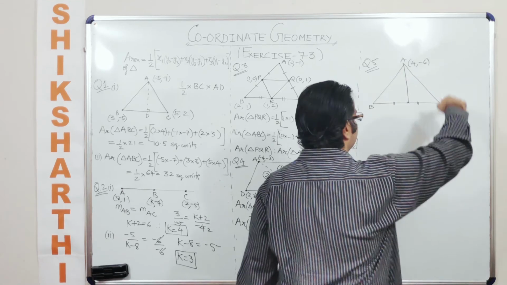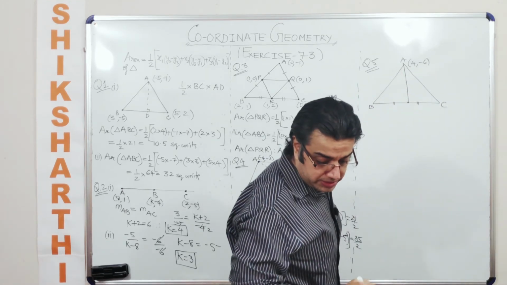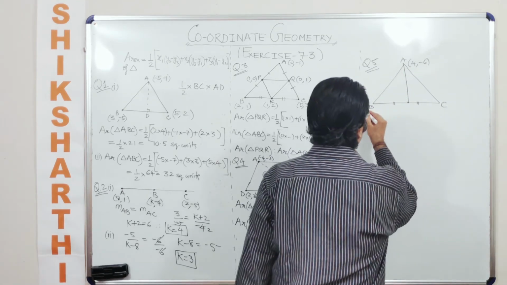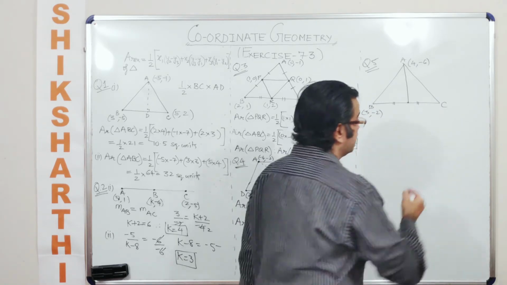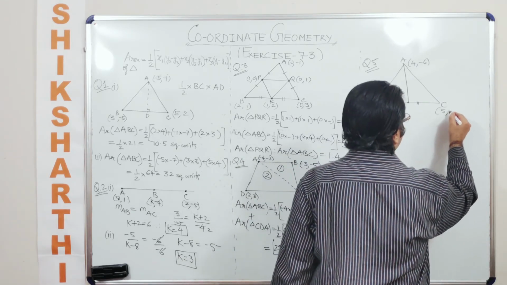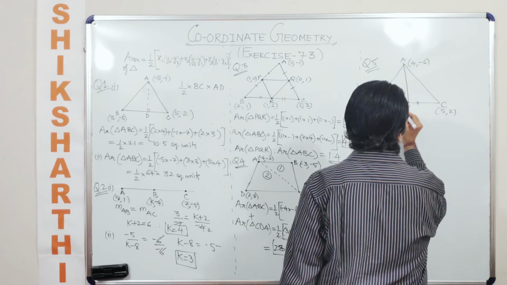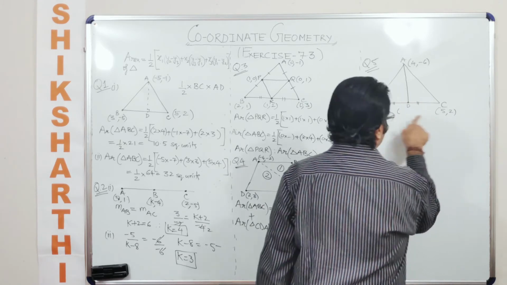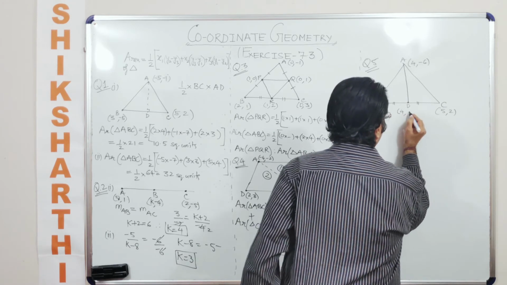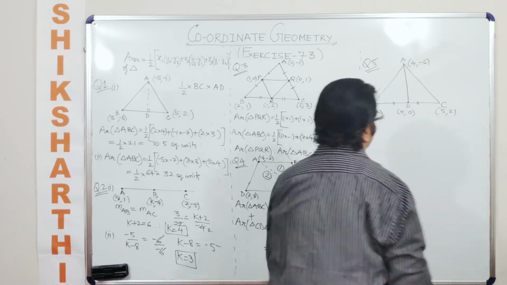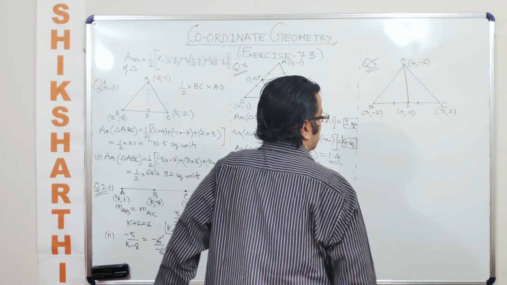So let's say ABC is what I am taking, x1, x2, x3. 3 comma minus 2. And the last one is 5 comma 2. So in that case, if I want to say that this point is D, which is the median point, so how much is 3 plus 5? 8 divided by 2, 4. 2 minus 2, 0.